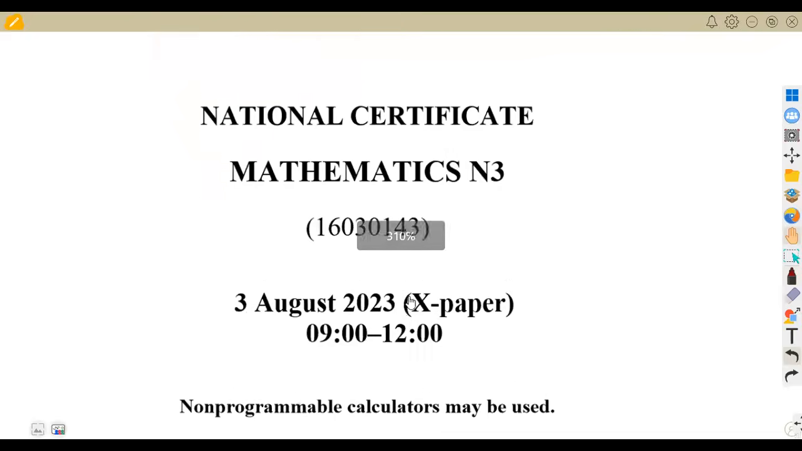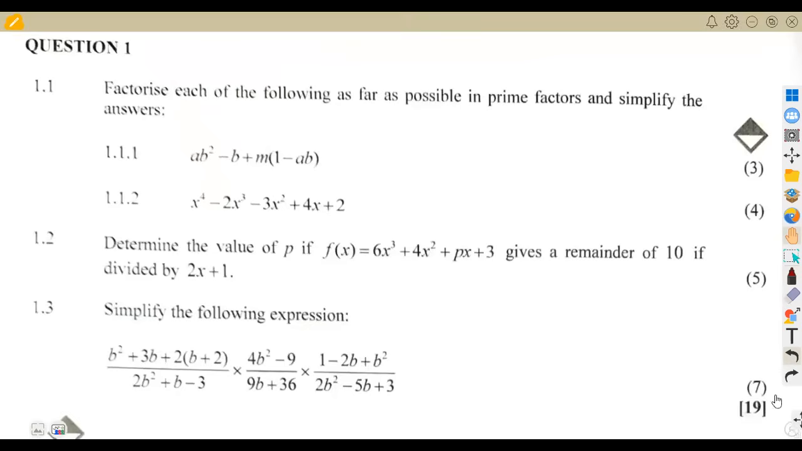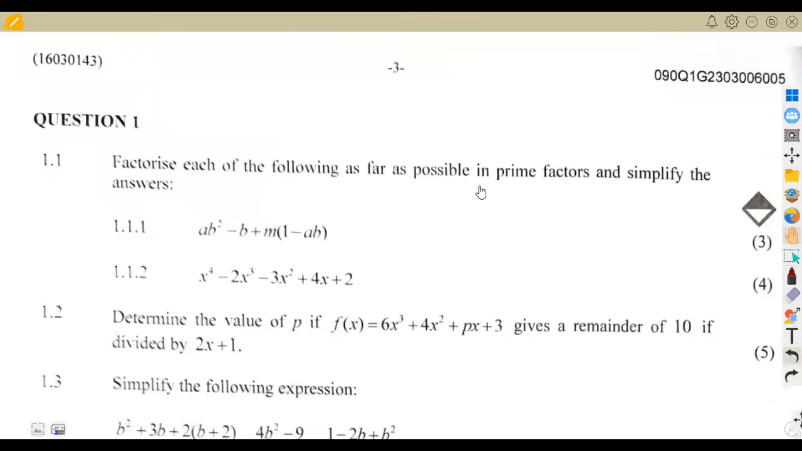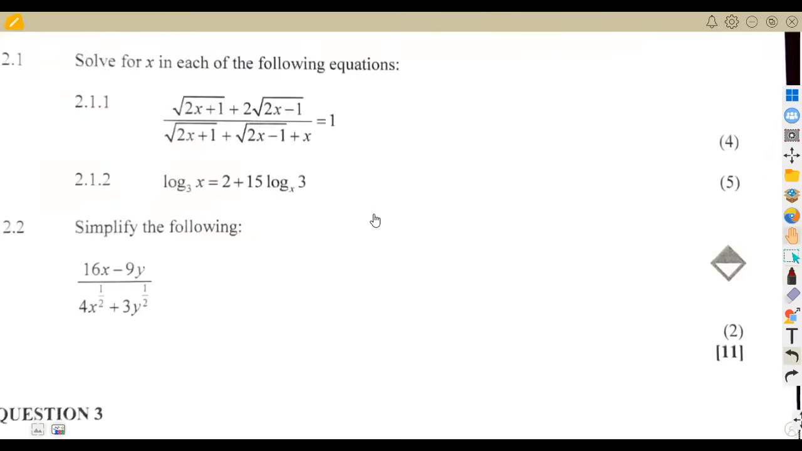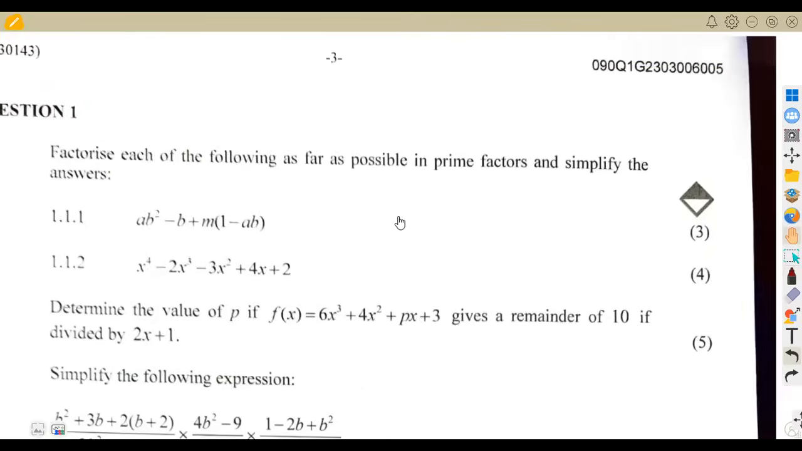This is the August 2023 exam Mathematics N3 full paper revision that we're going to have. I'm just going to quickly rush through the questions. It's a scanty paper that I just got from you guys, so I just hope it's clear enough so that we can attempt these questions together.